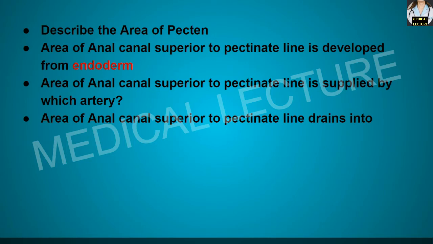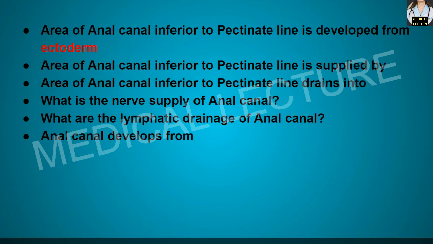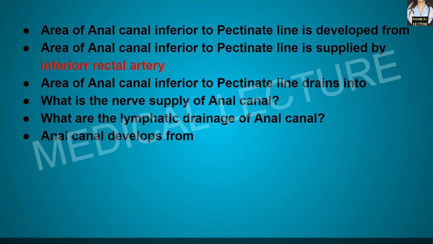The area of the anal canal superior to the pectinate line is supplied by which artery? It is supplied by the superior rectal artery. The area of the anal canal superior to the pectinate line drains into the portal vein. The area of the anal canal inferior to the pectinate line is developed from the ectoderm. The area of the anal canal inferior to the pectinate line is supplied by the inferior rectal artery.